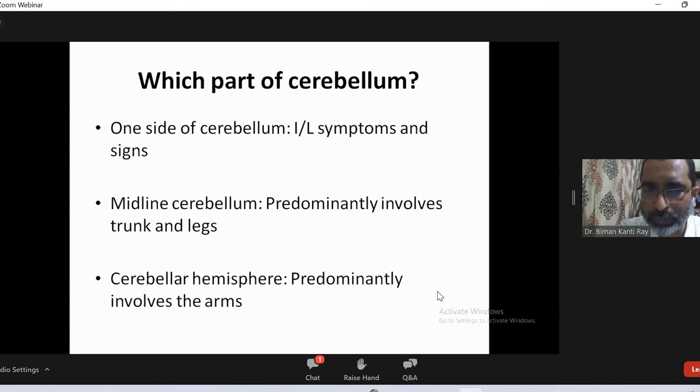Is it one side of the cerebellum? Is it midline cerebellum? Or is it cerebellar hemisphere? In unilateral cerebellar lesion, there will be ipsilateral symptoms and signs. Very simple. In case of midline cerebellar involvement, there will be predominant involvement of the trunk and leg. In cerebellar hemisphere lesion, there will be predominant involvement of the arms. You just remember these 2 points. Midline cerebellum, involvement of the trunk and legs. Cerebellar hemisphere, predominant involvement of the arms.